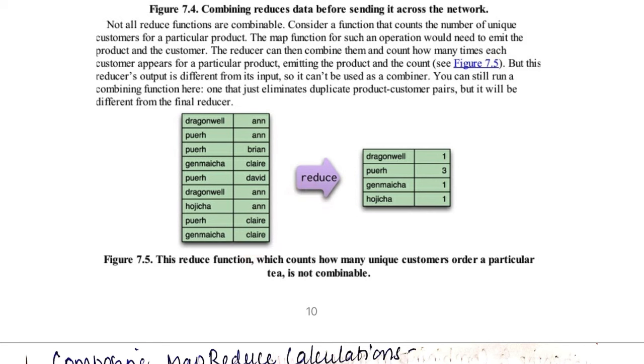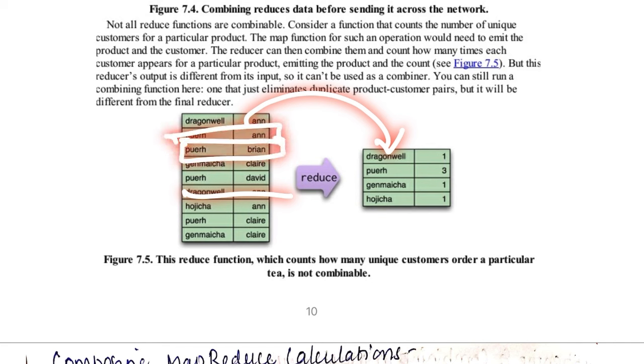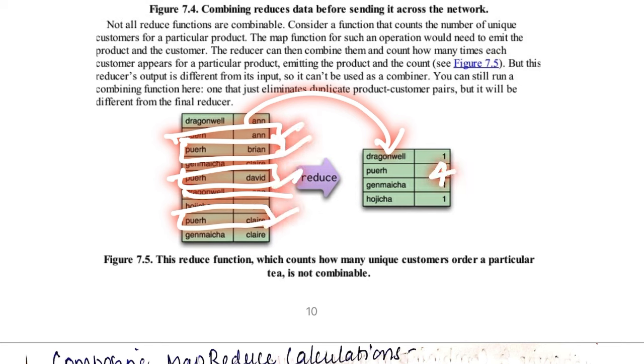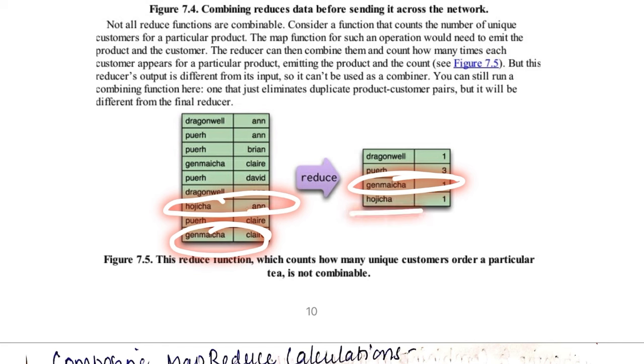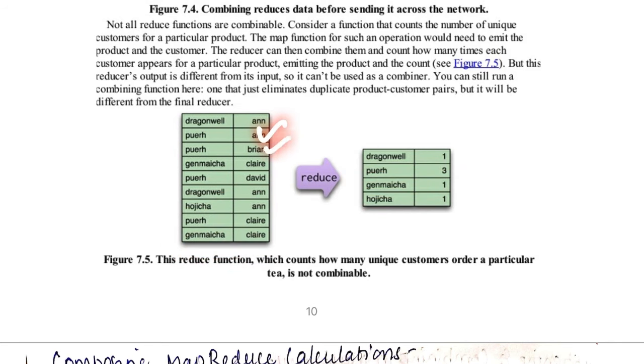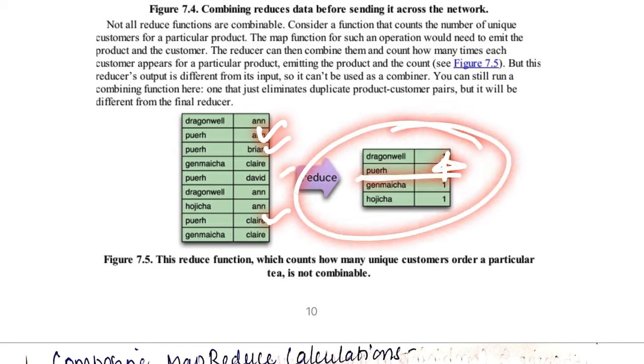So a different combination strategy could be used here, like eliminating the duplicates in the product-customer pairs, further combining it and producing it. This Dragon Well and Dragon Well are duplicates. I can eliminate one and give out one Dragon Well. Then we have this PU and A, PU and B, PU and C and PU and D. So there are 1, 2, 3, 4, so 4 PU can be written here. Then we have one GEN here, so one GEN I have written. Then I have HO, so there's one here, so I have written one here. So 1, 2, 3 and 4. Yeah, so here it has to be 4. Okay, PU for PU it has to be 4.